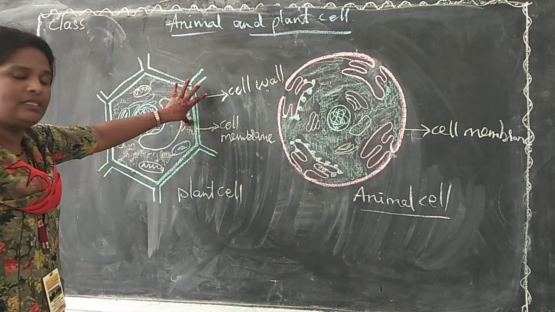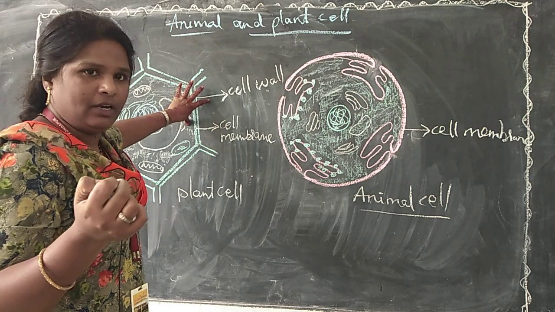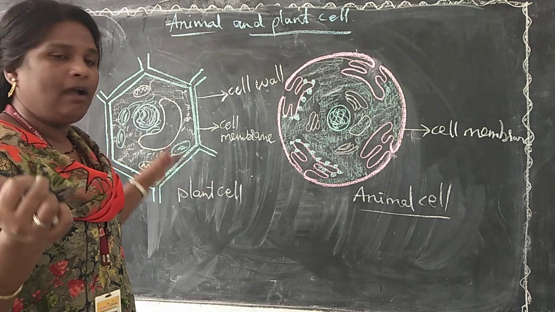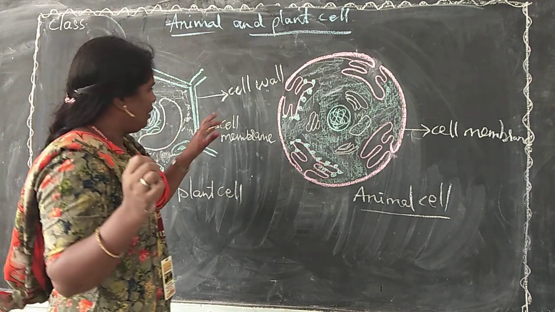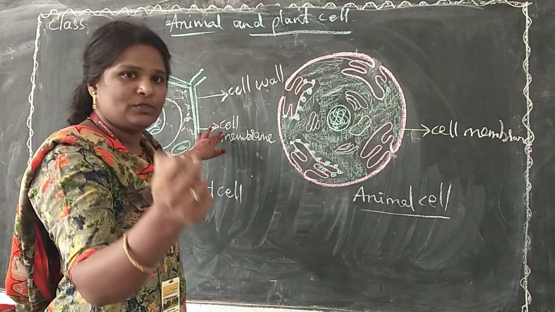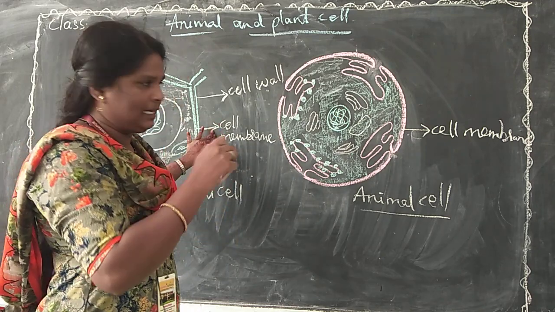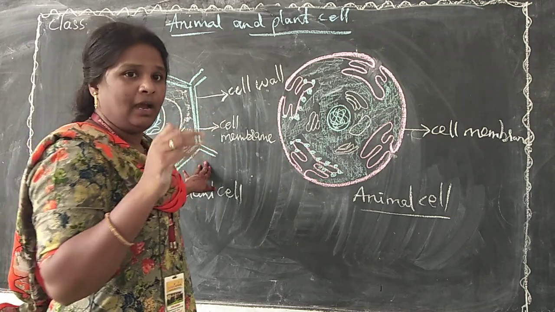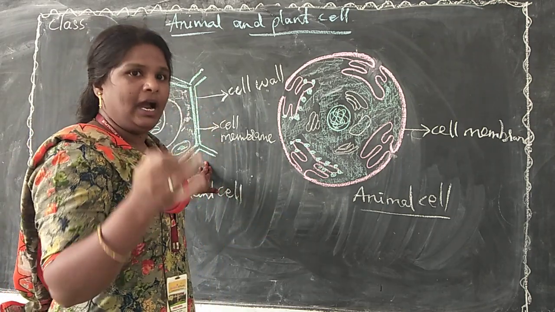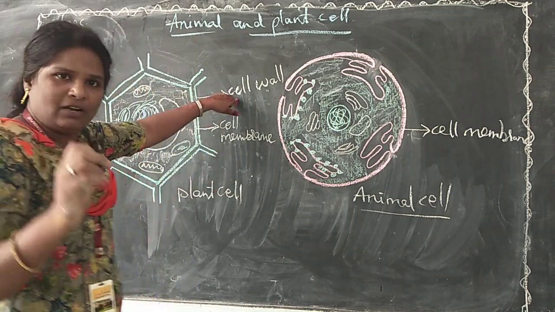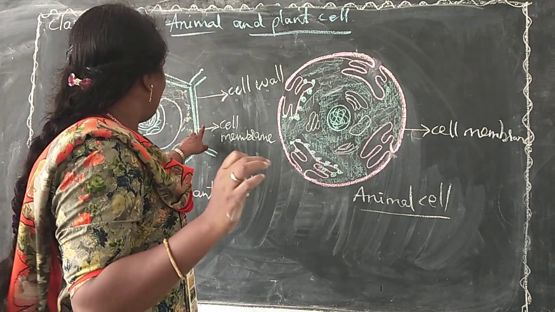What is the purpose of this cell wall? It protects the plant cell. And here we are discussing the cell membrane. What is the use of the cell membrane? Before starting the lesson, I said that we will discuss the animal cell, the plant cell, the cell organelles and their functions. Here I said about the cell wall. It is the protective layer, and the cell membrane is also a protective membrane.